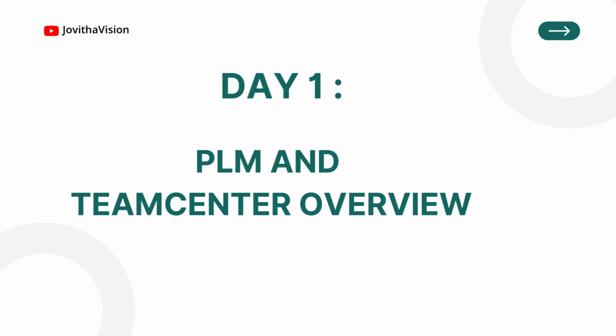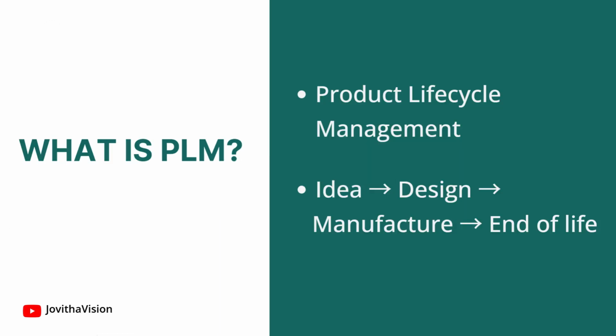Let's get started. Let's understand PLM. PLM stands for Product Lifecycle Management. As the name suggests, it manages a product's data throughout its entire life cycle, from the initial idea through design and manufacturing, and finally until the product is retired. PLM helps organizations maintain version control, ensure traceability, and improve collaboration between different teams.